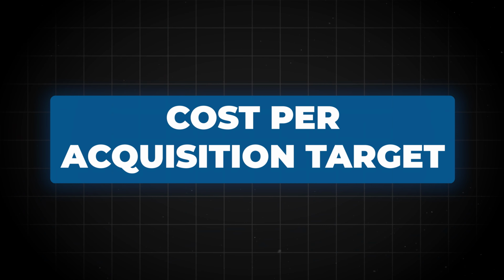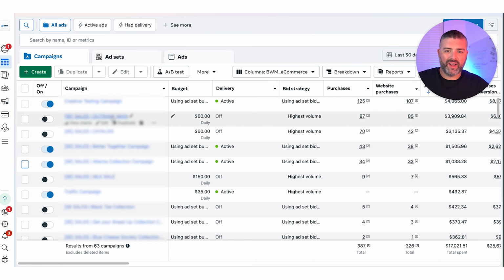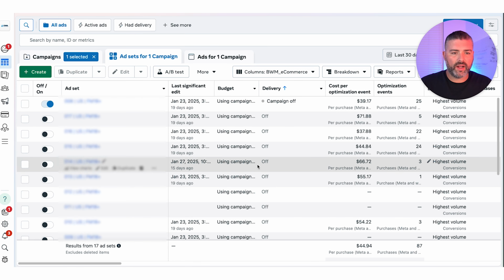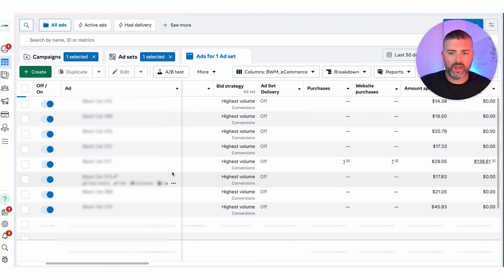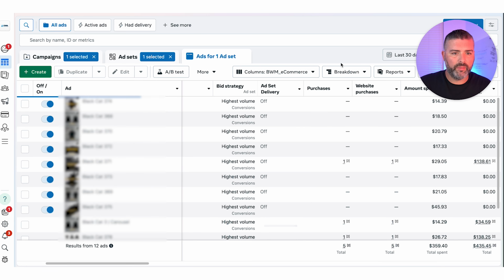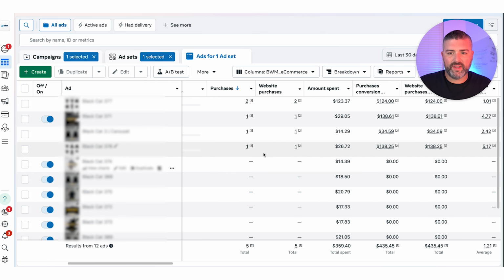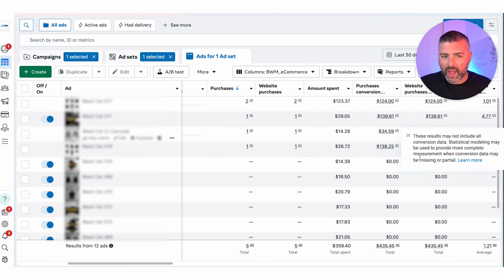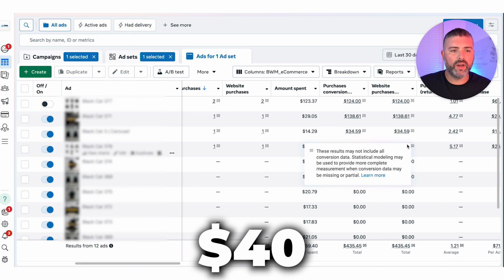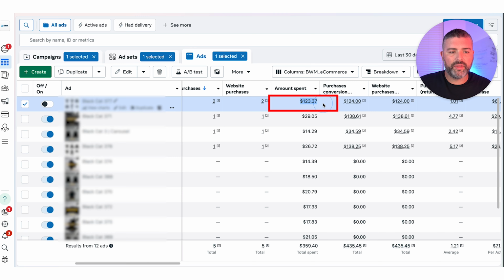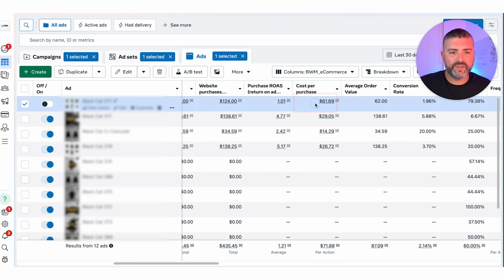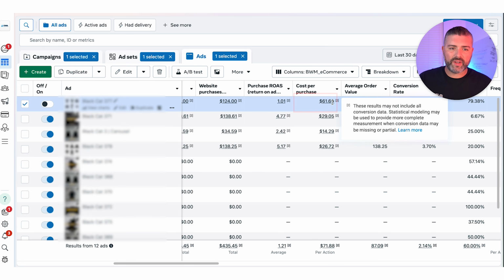And number 4 is your cost per acquisition target. Now, here's where we're gonna get into the ad account. I just wanna show you guys one ad account. Obviously, you guys cannot see the names because I don't like showing my clients' information, but I know that this ad account has a CPA target of $40. They spent $137 at a cost per purchase of $61.69, which tells me we exceeded the CPA target. It should have been killed.